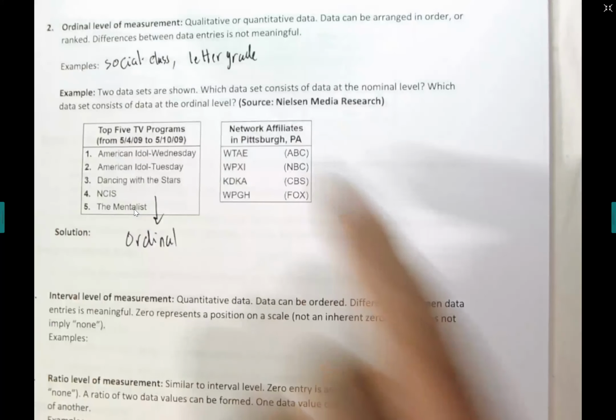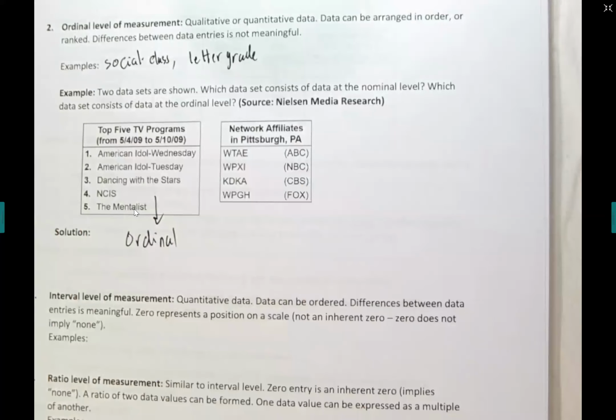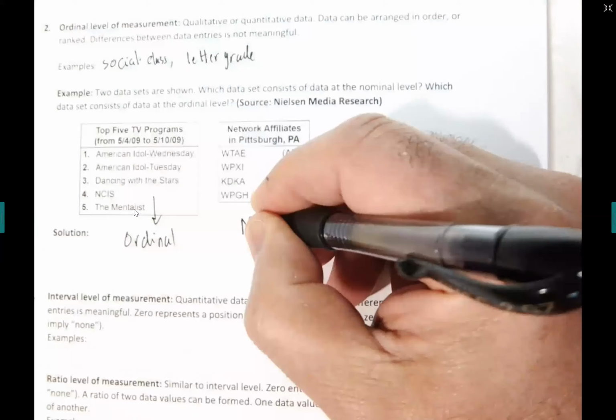Here, for the second one, network affiliates in Pittsburgh, Pennsylvania. It's just TV stations, just names, not ranked. How do I know they're not ranked? Because he didn't put 1, 2, 3, 4, and he didn't say top 5 or top 4. So that will be what, guys? Nominal.